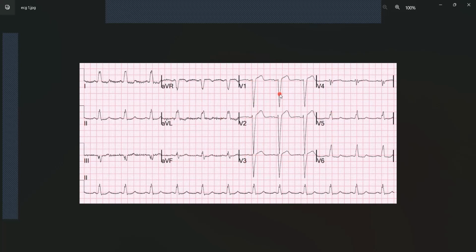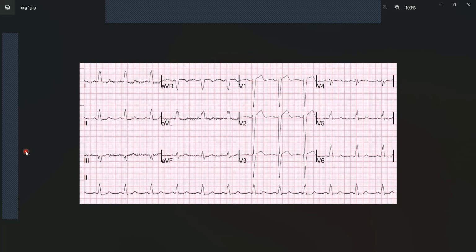So the question that we had to ask ourselves is, number one, how severely ill is the patient? And number two, does it fall into Sgarbossa's criteria? If you guys had watched the previous one where we discussed left bundle branch blocks and Sgarbossa's criteria, remember that we have something called concordancy and discordancy.